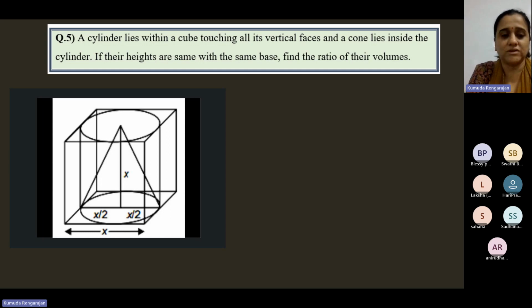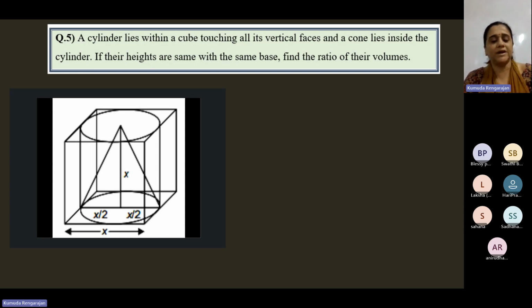You can see from the figure there the circular bases touch the four sides of the square. That means the cylinder just fits into the cube. If the radius was a little more, it would not fit into the cube. It just fits. And the height is also the same. The height of the three solids is the same.